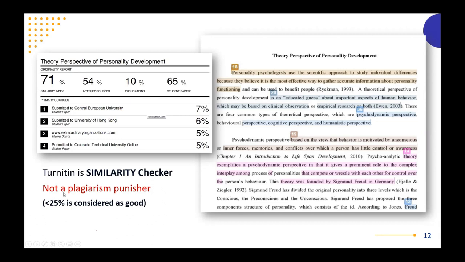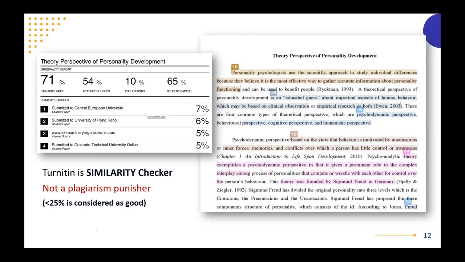Some universities go as high as 30. I know in some foreign universities, like even Harvard, some courses allow up to 30%, because there are certain terms which will be repeated, especially in technical writing like engineering or the sciences. The chances of you repeating the same way of writing are there, especially in the findings part. When you report the findings, the structure is the same, and then it will be detected as similar.